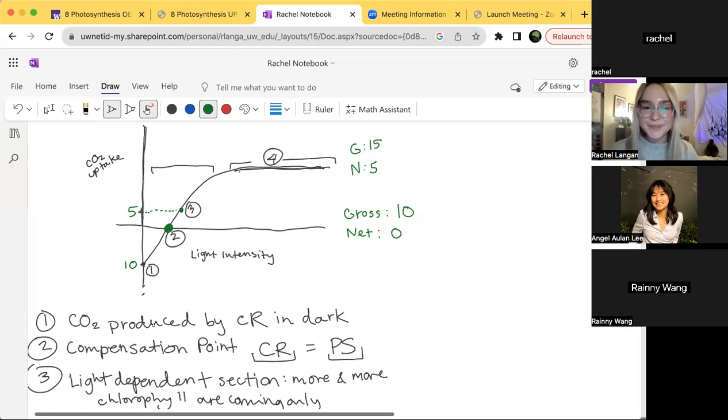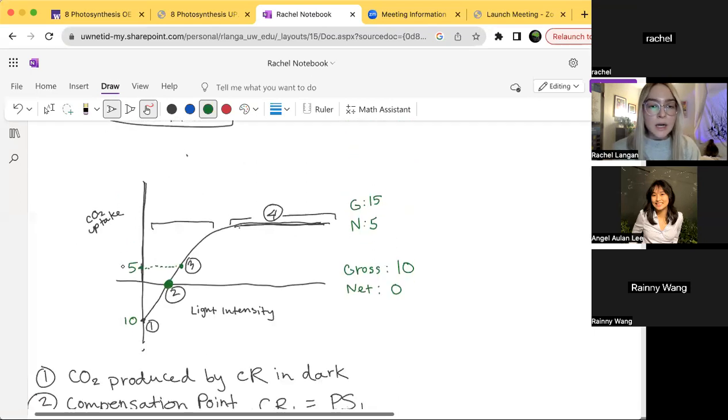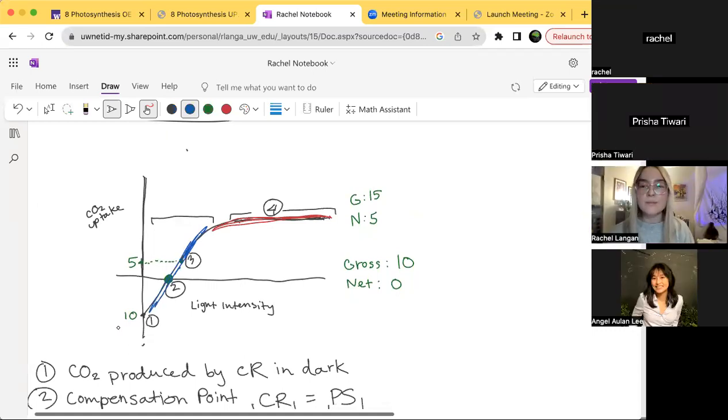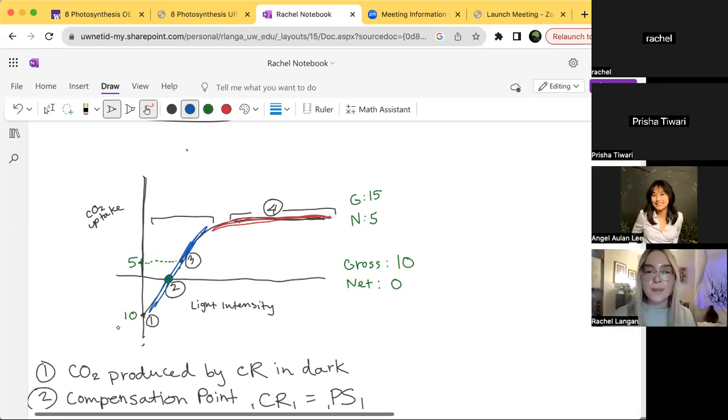Rachel. Yeah, I was just wondering specifically whether part 4 on that diagram is more chlorophyll limited or enzyme limited. You're going to want to think of this whole area as being Calvin cycle limited, and this slopey area as being light reaction limited. Okay, thank you. You're welcome.